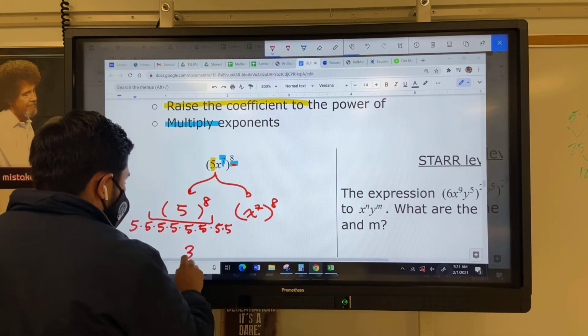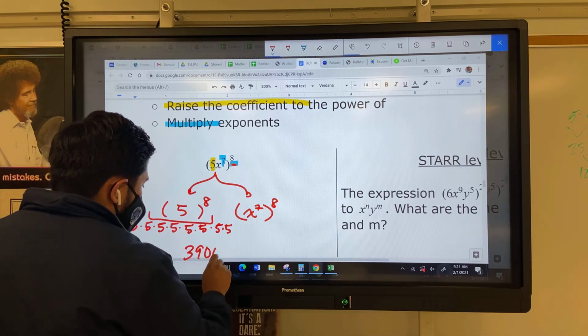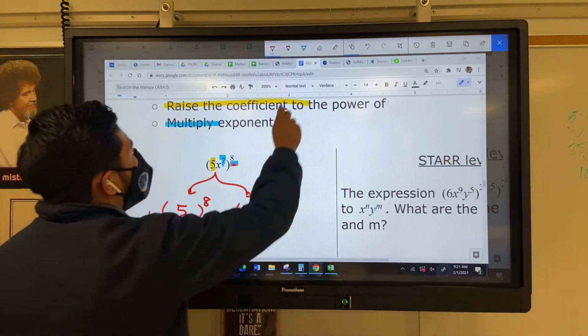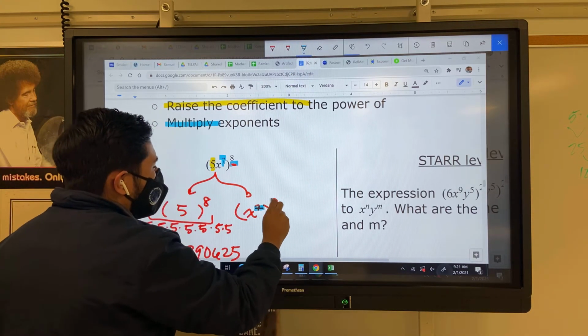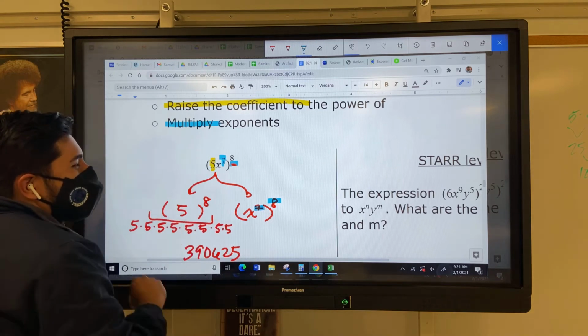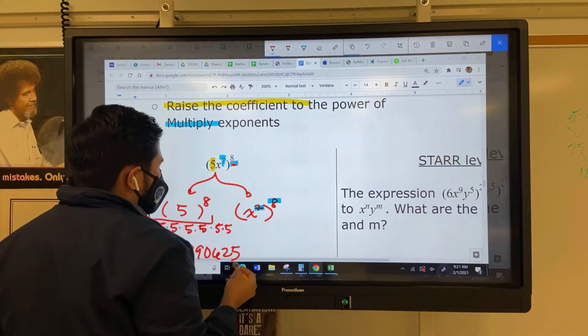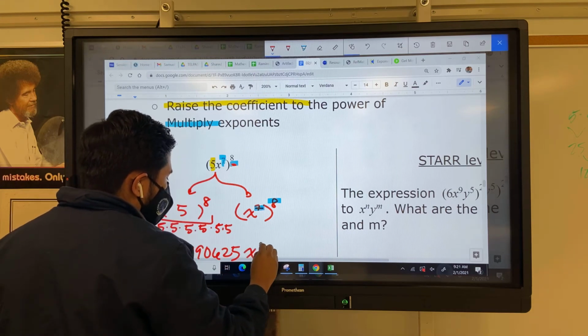You guys should just put this in the calculator, and hopefully you get 390,625. That's my coefficient. And then you multiply these guys. That's an easier number. 7 times 8 should be 56. Keep your base. x to the 56.